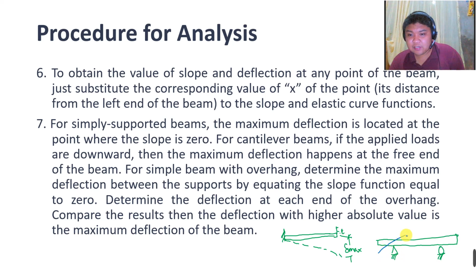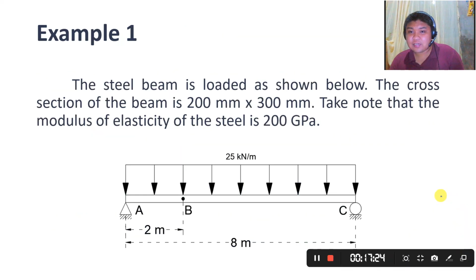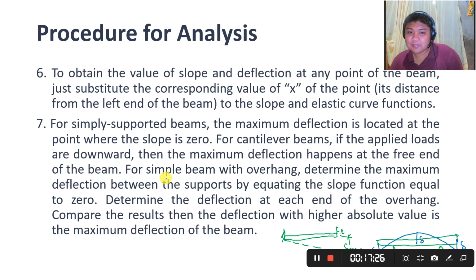So pag drawing natin yung elastic curve, magiging ganito siya halimbawa. Hanapin nyo muna class yung maximum deflection sa gitna nitong dalawang support. Yun yung gustong sabihin niyan. Hanapin nyo muna yung maximum deflection sa dalawang support, tapos hahanapin nyo yung deflection dito sa left end ng overhang kung meron man, then hahanapin nyo ulit yung maximum deflection sa right end ng overhang. So ganun class yung gustong sabihin nito.